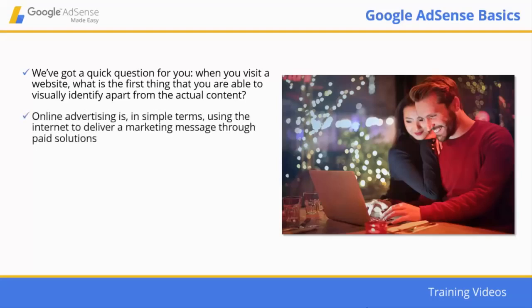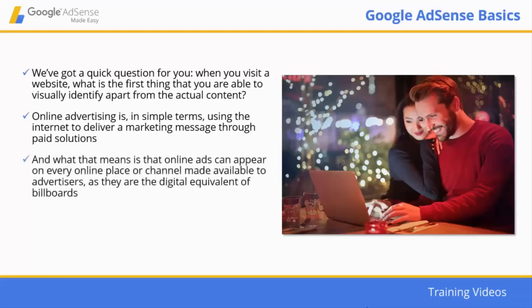Online advertising is, in simple terms, using the internet to deliver a marketing message through paid solutions. And because of its online nature, it can basically take form on any possible placement that you can imagine. And what that means is that online ads can appear on every online place or channel made available to advertisers, as they are the digital equivalent of billboards. In fact, once you start digging in, you'll be able to find all types of parallels to real-world advertisements.